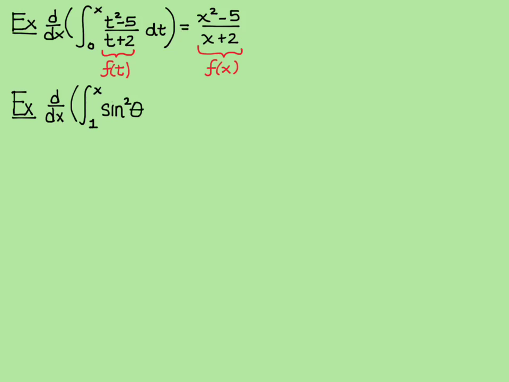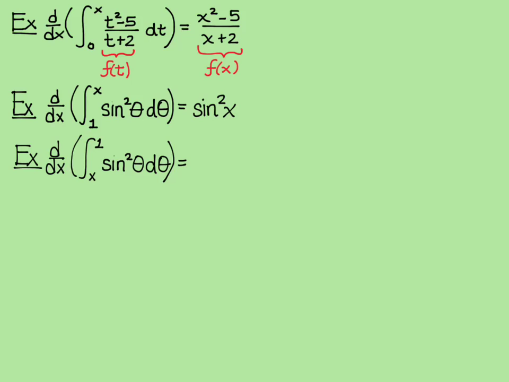Or let's try another one, d by dx of the integral from 1 to x of sine squared theta d theta. Notice it doesn't require that I start at 0, it just requires that I'm able to plug in the value 1 in this case into my function sine squared theta. So in this case, my function f of t is sine squared, or f of theta is sine squared theta, and the final answer is just sine squared x. So anytime I'm taking the derivative of the integral, I can just replace the variable, in this case theta, with x. Let's try another one.